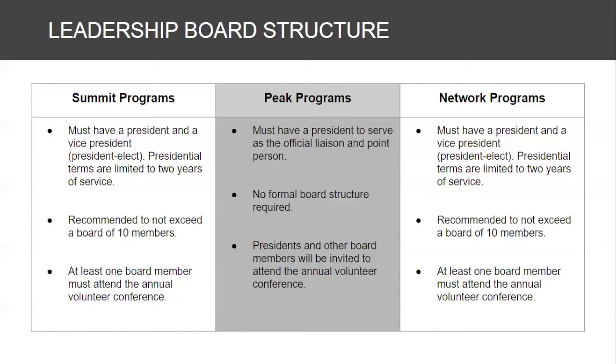Summit programs, again, at least one board member must attend the annual volunteer conference. Peak programs, it's encouraged, and presidents, vice presidents, and board members are always invited to attend, but it is not a requirement. And then our network programs must send at least one board member to serve as a delegate on behalf of their organization.